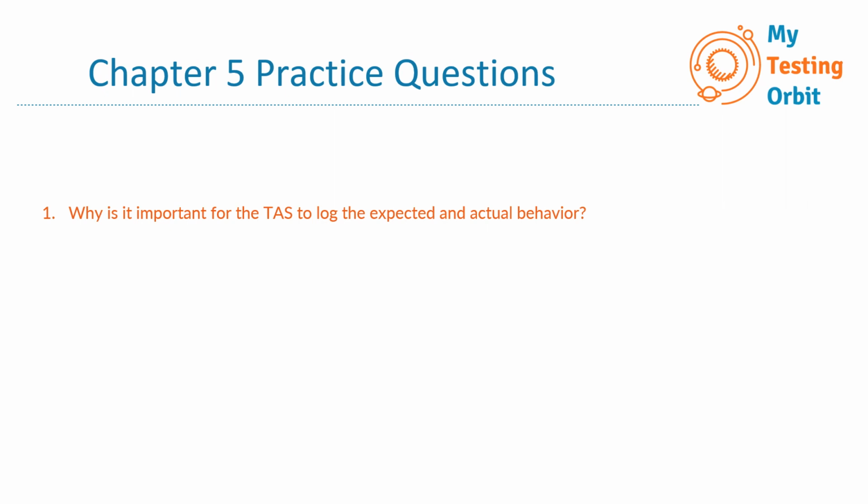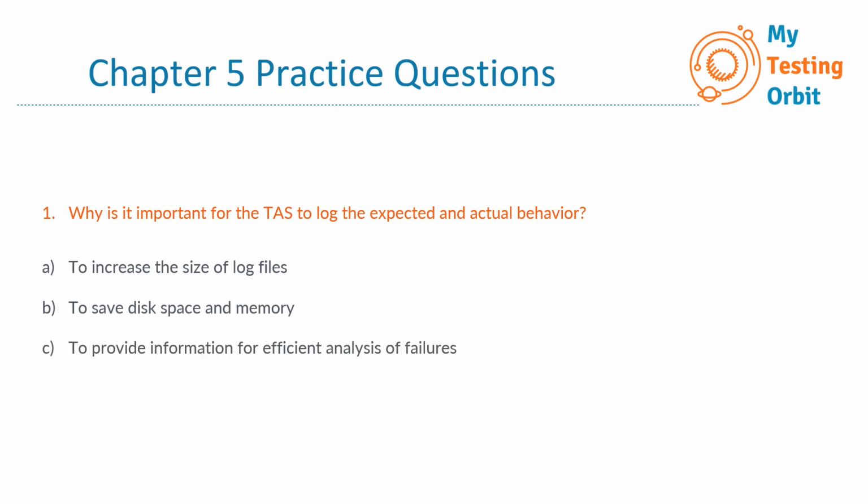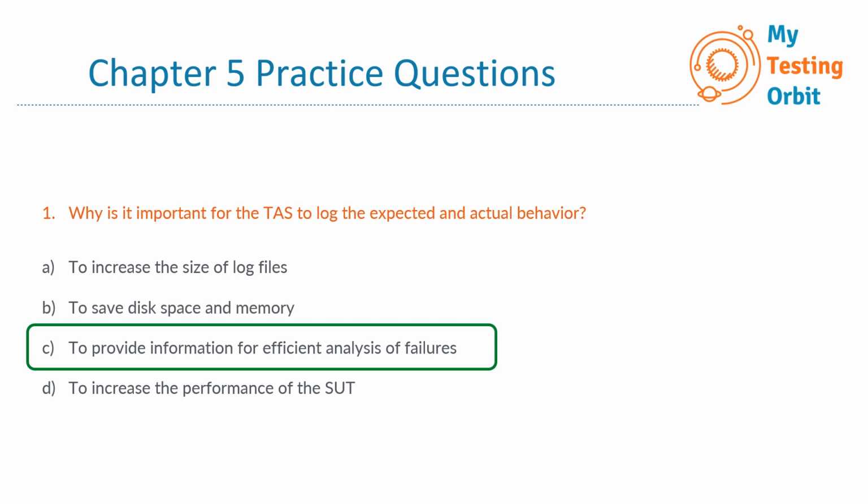The first question is, why is it important for the TAS to log the expected and actual behavior? The options are: option A, to increase the size of log files; option B, to save disk space and memory; option C, to provide information for efficient analysis of failures; and option D, to increase the performance of the SUT. And the correct answer is option C, to provide information for efficient analysis of failures.